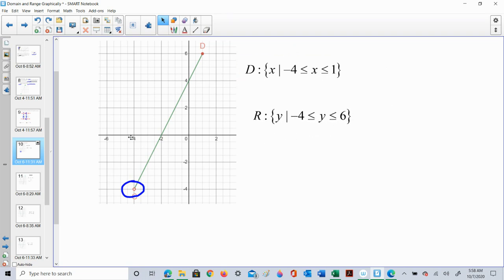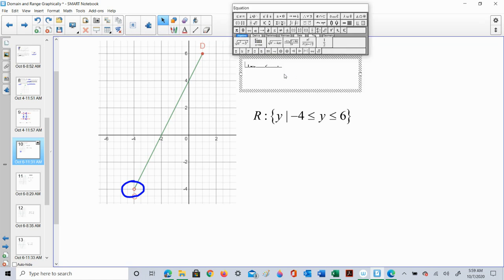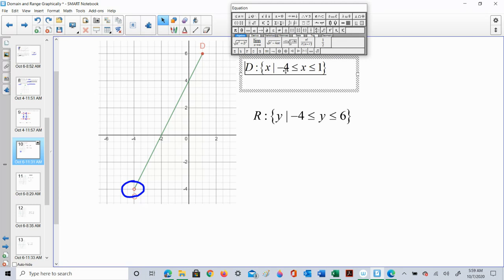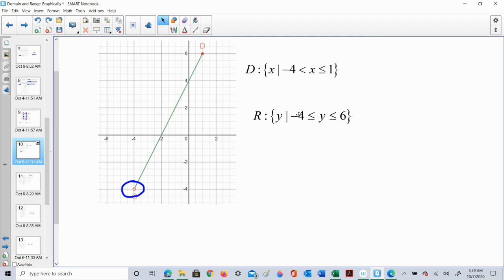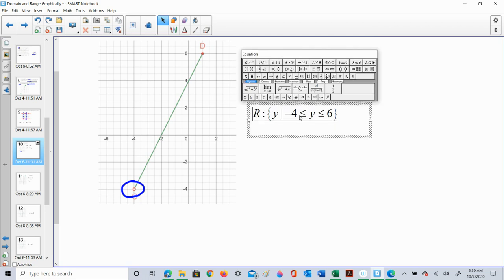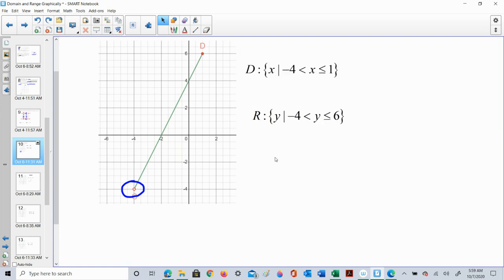Well, look at our domain. X is greater than or equal to negative 4. That was when it wasn't an open circle, but it is an open circle. So what's going to change here? This is going to change. Instead of greater than or equal to, I just have greater than. 1 is still part of it. And same thing on this one. It is just greater than because of this open circle.